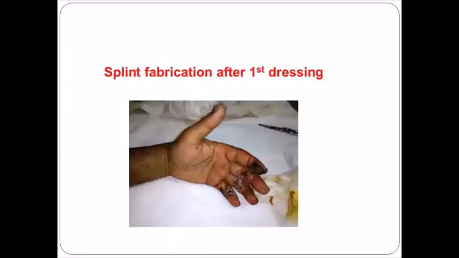Okay, now coming to this patient. The splint is fabricated after the first dressing. Why is the first dressing important? You may get patients with severe edema or moderate edema. In that situation, if you are going for this dynamic splint, I mean this Kleinert splint, it is difficult to get proper gliding of the tendon.